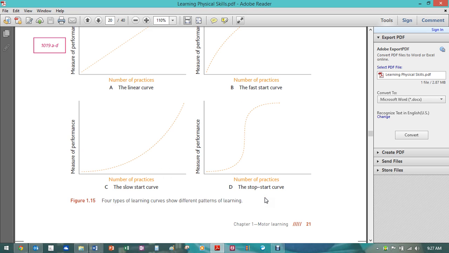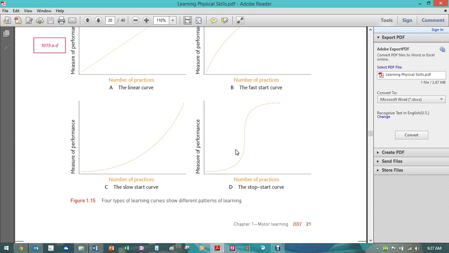The last curve is the stop-start curve, and this one is quite common for many athletes. So what would happen here is the first part of the term there's a very, very minor improvement in performance, and then you get to about halfway and there's this very, very rapid improvement of performance where the curve almost goes vertical. It's like you're trying and trying and trying and it doesn't click, and then all of a sudden it clicks and your performance goes way up and then you get another plateau. And if this line was to continue, you might get another spike up here and then another plateau.